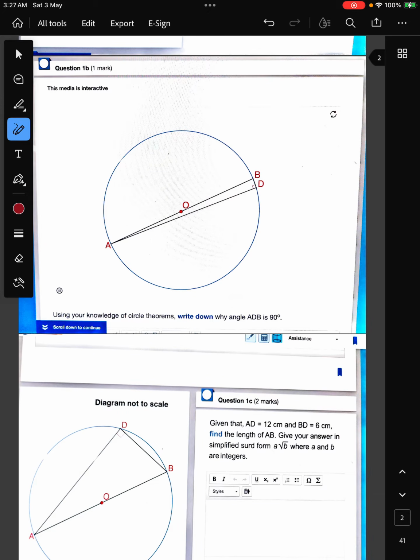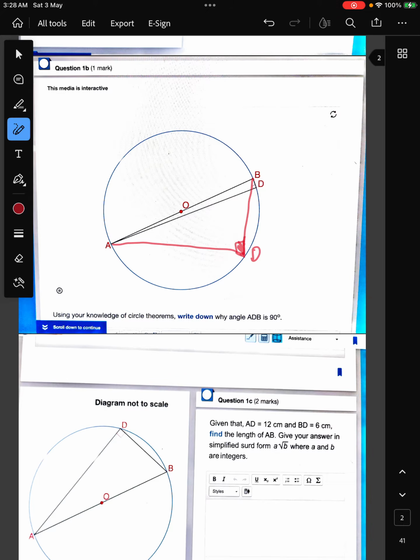It says to use your knowledge of circle theorems and explain why angle ADB is 90 degrees. This was actually an interactive question where the line segments could be drawn in different ways. For instance, I could draw AD to look like this, and this also creates a right angle triangle. So I'm going to use this little triangle to show you why angle ADB, which is this angle here, is actually 90 degrees. Maybe what I would do is these two lines should touch the circle.